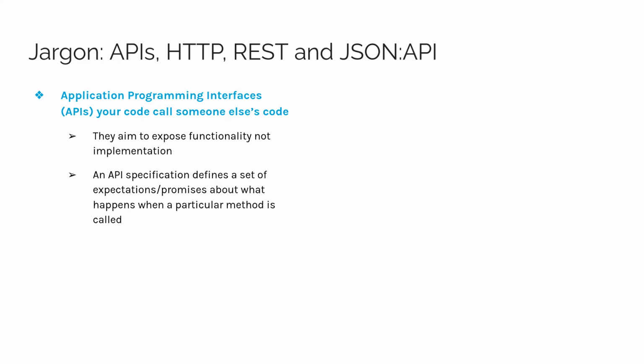And an API specification, which, as I've said, is the 25,000 words, defines a set of expectations or promises about what happens when you do something with that API, basically.